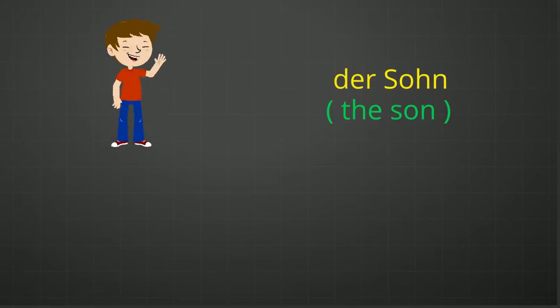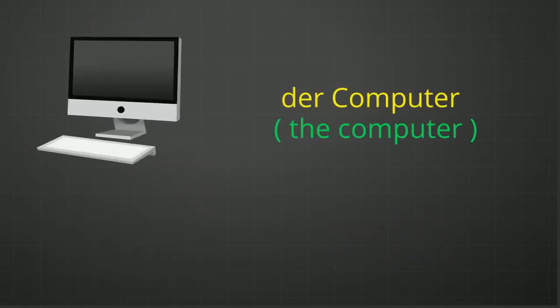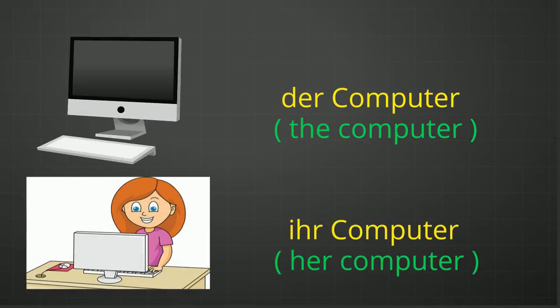Let us see few examples. Their Sohn, sein Sohn. As Sohn is masculine gender noun, that is why sein is possessive pronomen used. Their computer, ihr Computer. Computer is masculine gender noun, that is why ihr is possessive pronomen.